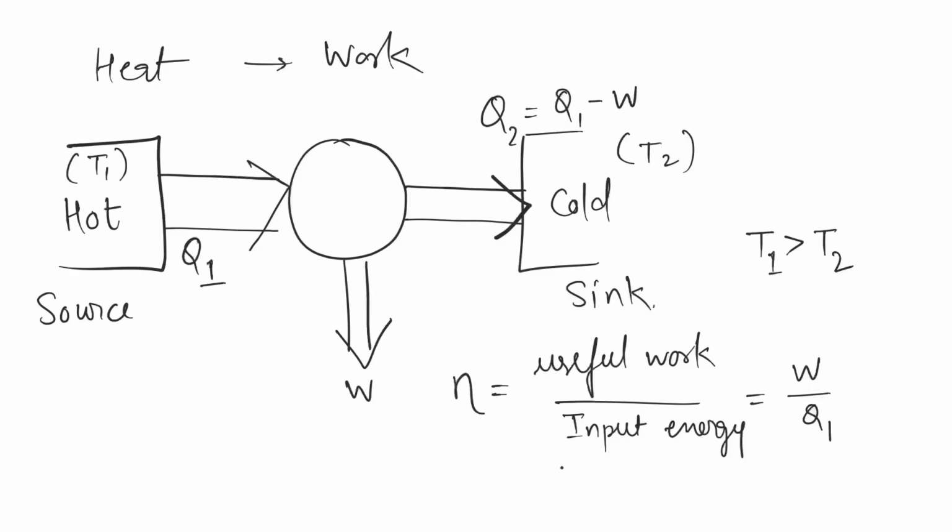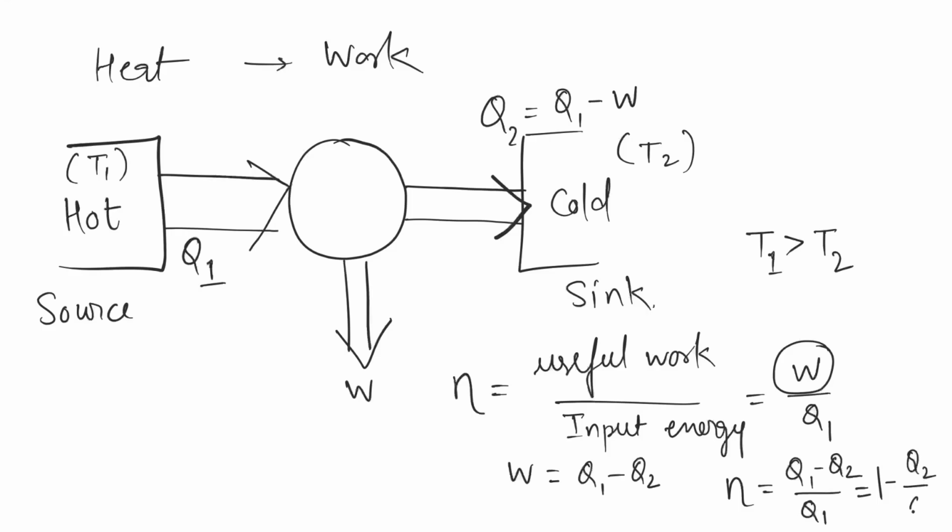Can we find the value of useful work by using the values of Q2 and Q1? Yes, we can, and that value is W is equal to Q1 minus Q2. If we substitute this value of W in the efficiency equation, we will get eta is equal to Q1 minus Q2 by Q1, which can be written as 1 minus Q2 by Q1.